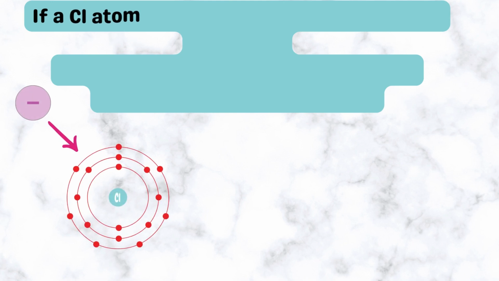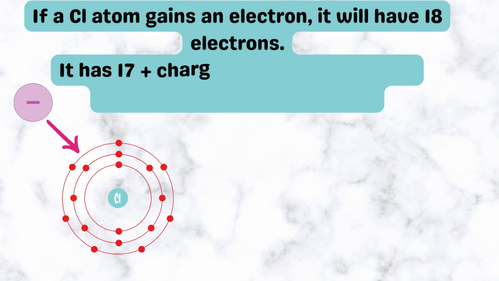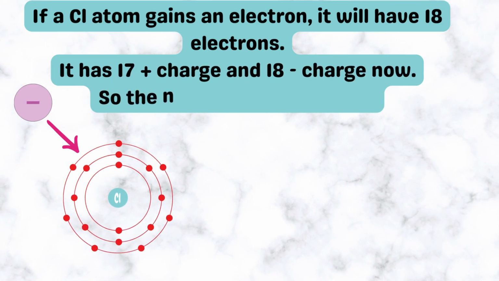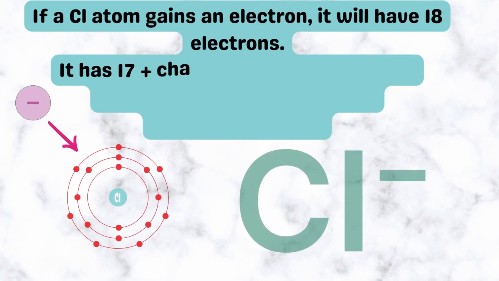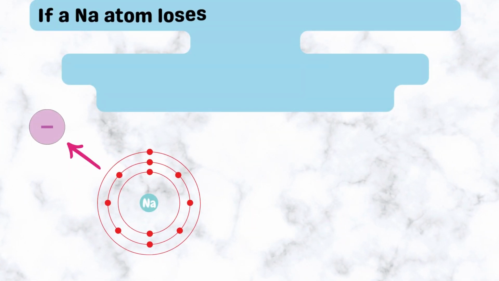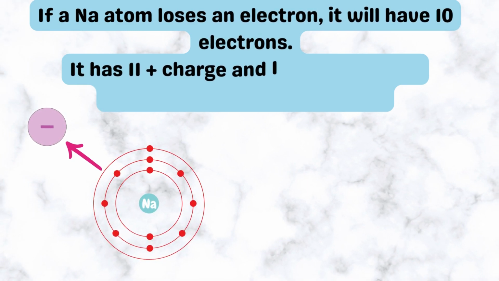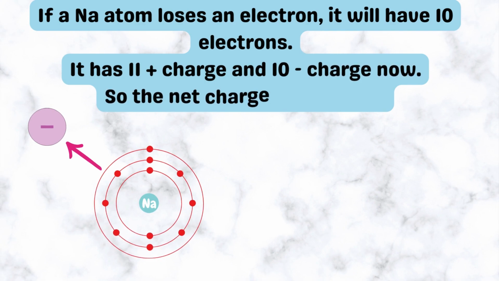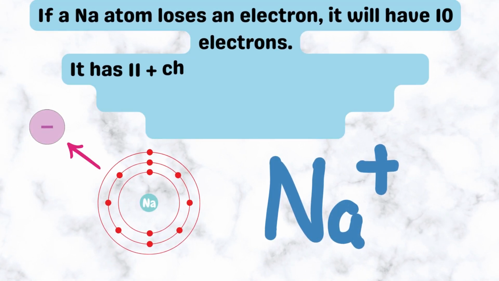If a chlorine atom gains an electron, it will have 18 electrons. So it would still have 17 positive charges, but now it has 18 negative charges. So the net charge becomes -1, which means it becomes a chloride 1 minus ion. If a sodium atom loses an electron, it would have 10 electrons. It would still have 11 positive charges, but now it would have 10 negative charges. So the net charge will be +1, so it will become a sodium 1 plus ion.